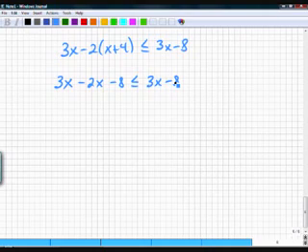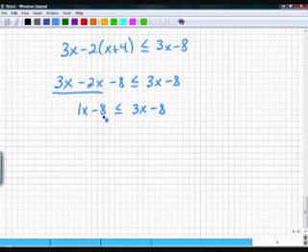What comes next, Randy? Join your x's. Good job. Over here we have 3x minus 2x, which is 1x. And if it makes you feel comfortable, guys, go ahead and start putting 1x. That's fine. Okay, what's next, Joseph?